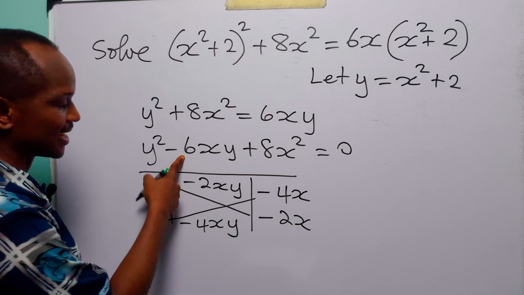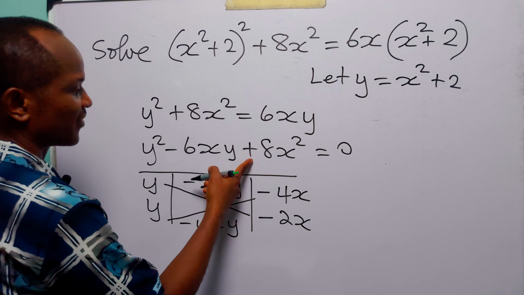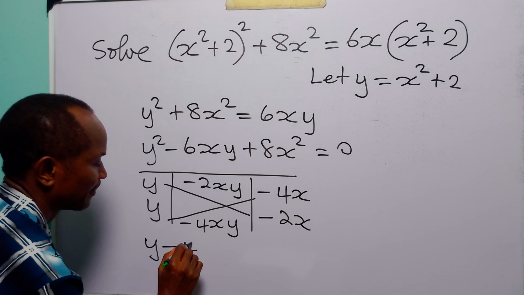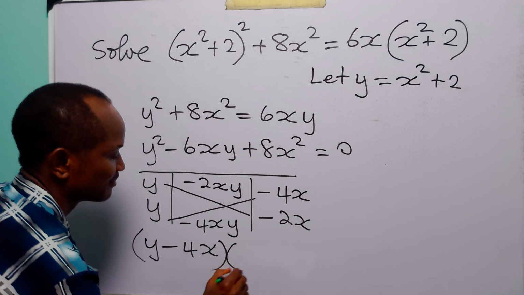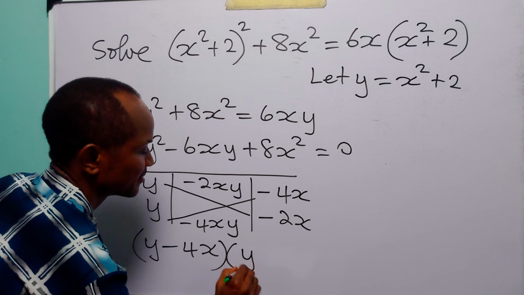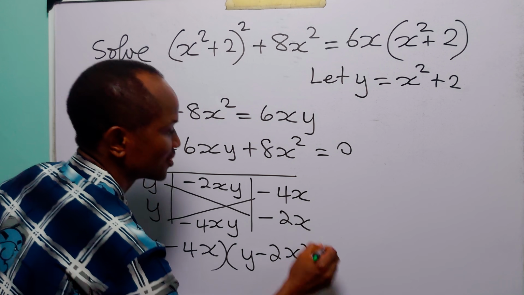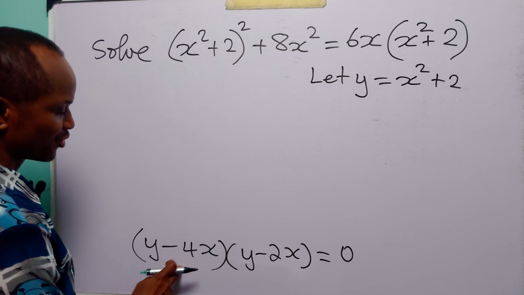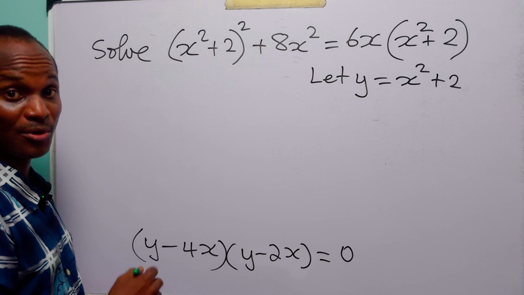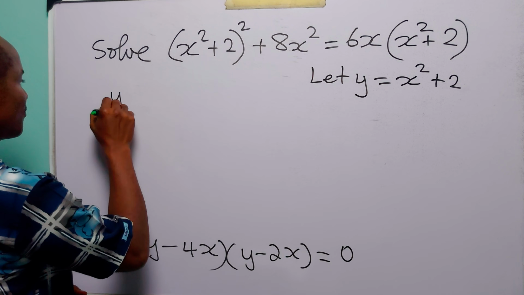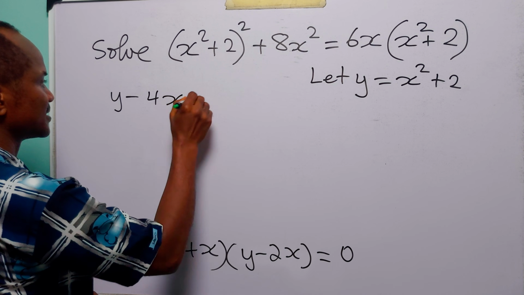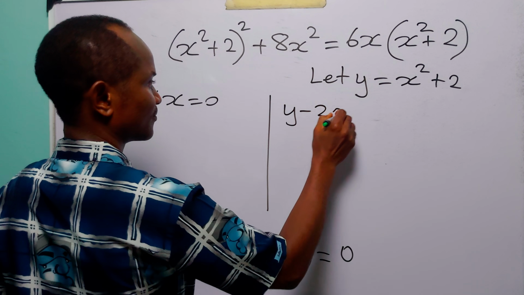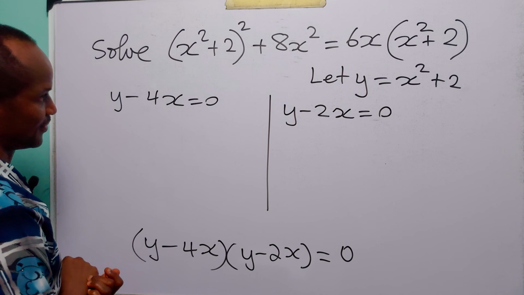And of course, you can see that minus 4xy minus 2xy is going to give us the middle term, which is minus 6xy. So that means that when we factorize this left-hand side, we have y minus 4x multiplied by y minus 2x. And of course, this is equal to 0. Since the product of these two items is 0, we know that either y minus 4x is equal to 0 or y minus 2x is equal to 0.